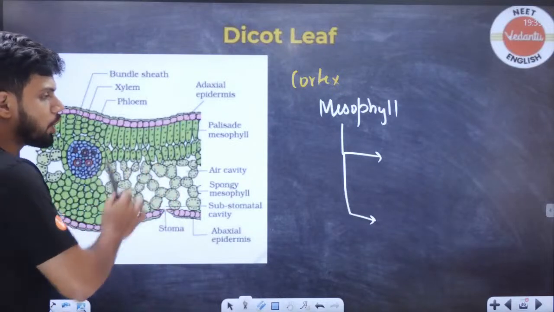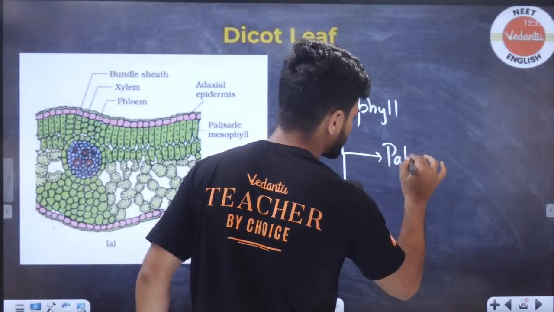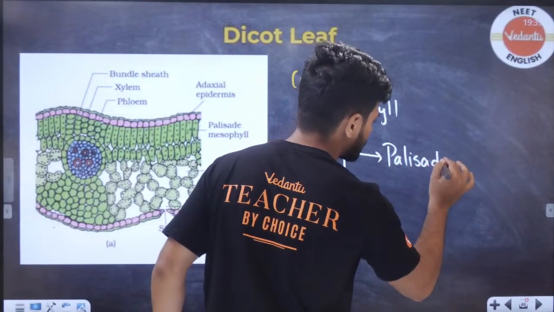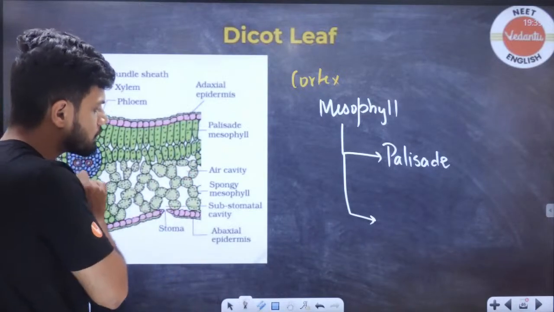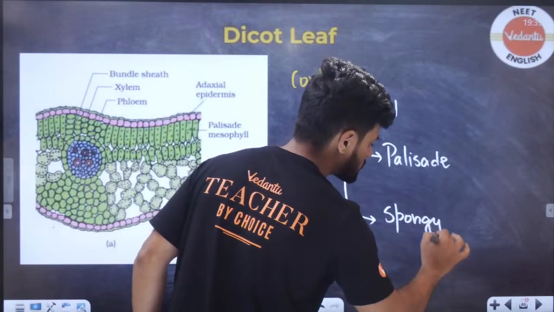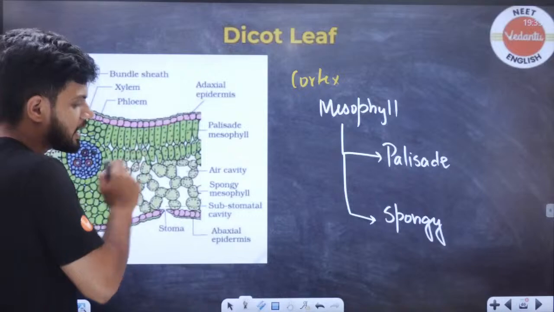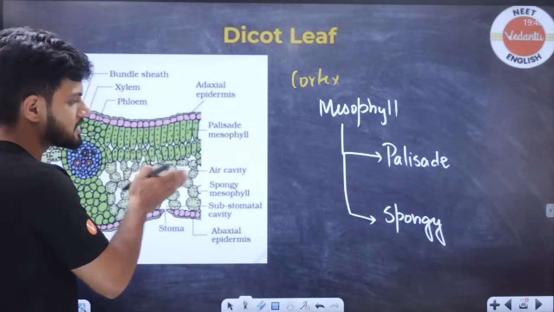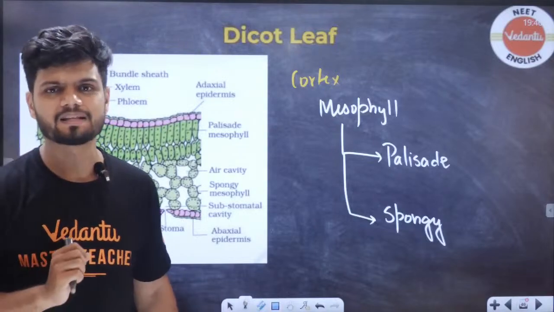The one which is present on the top is called palisade mesophyll. The one which is present on the bottom is called spongy. So here we have palisade, here we have spongy. Palisade and spongy.